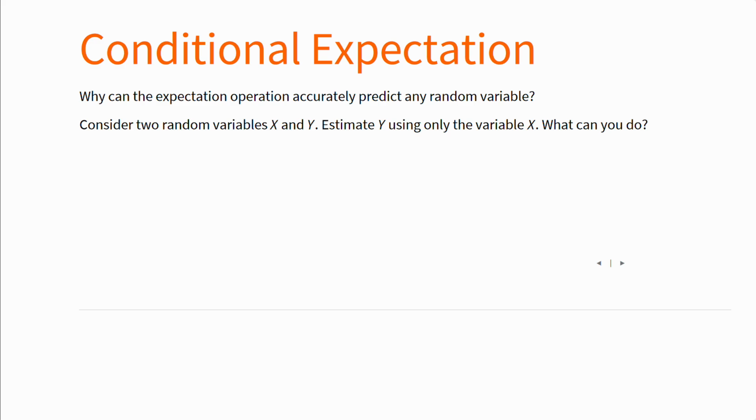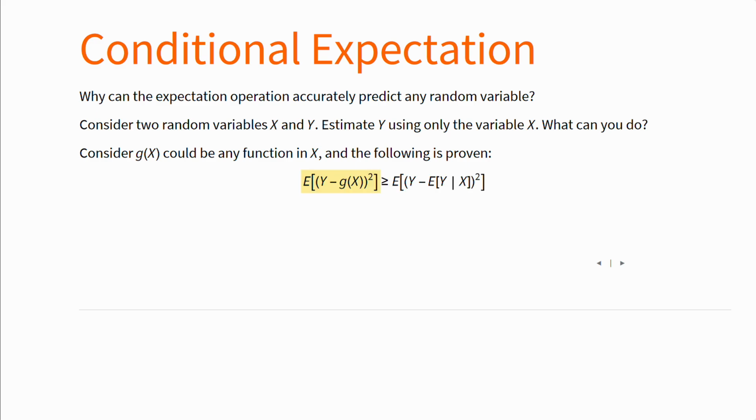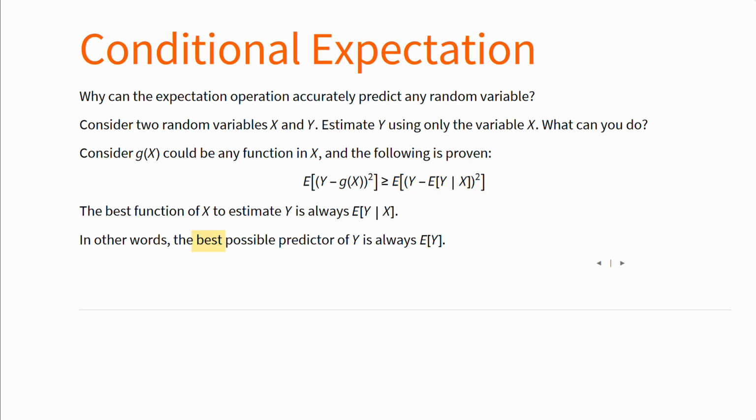Consider two random variables, x and y. Your task is to estimate y only using the variable x. Well, you'd have to invent some kind of function of x which estimates y well. So let's call that function g of x. Then the expectation of y minus g of x, squared, that is, the error, is greater than or equal to the expectation of y minus the expectation of y given x, all squared. That is, the error of the conditional expectation. In other words, the expectation is actually always the best predictor.